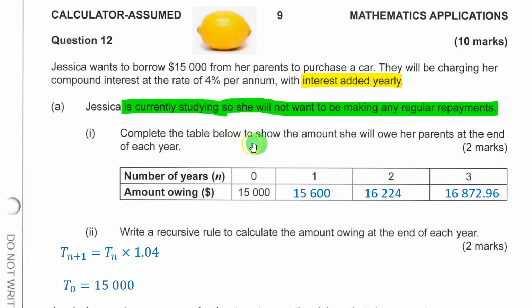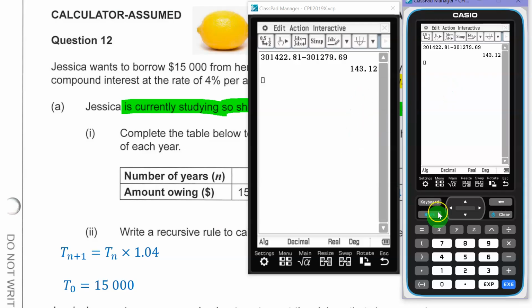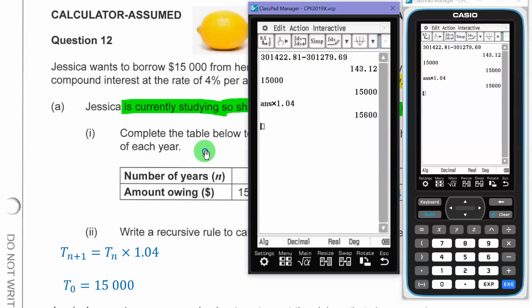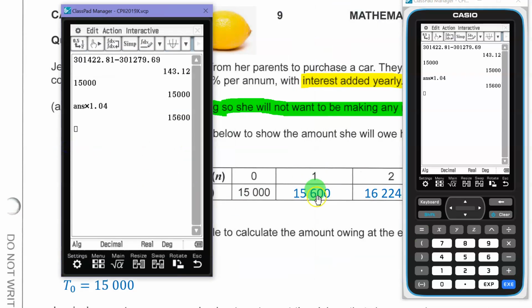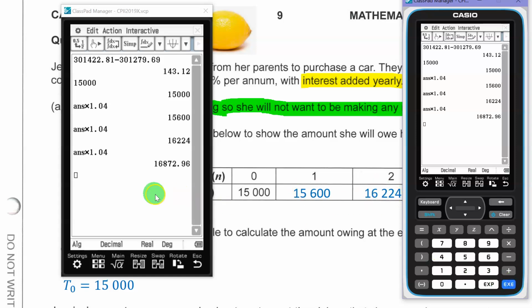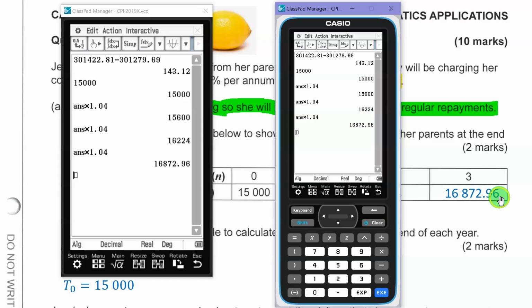What we've got to do is complete the table to show how much you'll owe her parents at the end of each year. So basically, we're just compounding 15,000 at a rate of 4% a year. So we grab ourselves a calculator. Probably the quickest way to do this is just type in 15,000, press go, and then multiply by 1.04. So after 1 year, 15,600. So if I just move my calculator over, we can see, pop it in the box, and then press execute again, 16,224 after the second year, and press execute again. And there's the final figure for the third box.